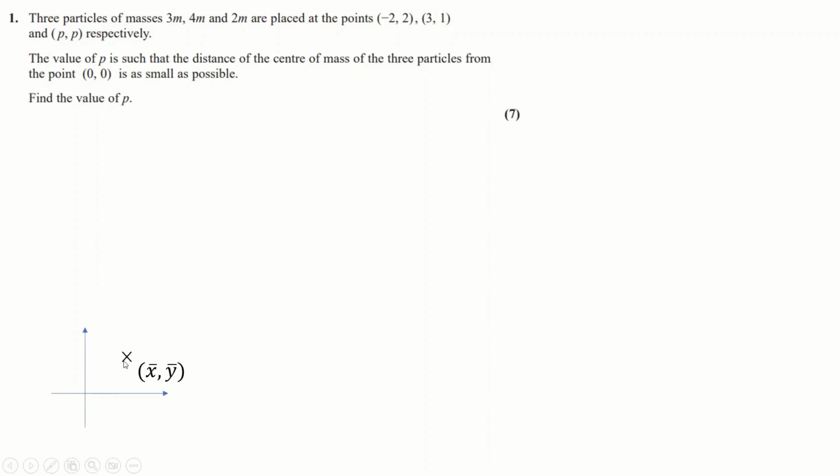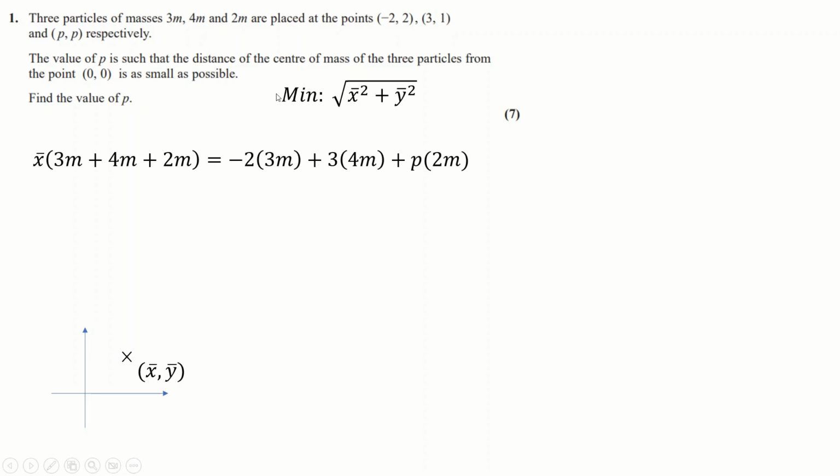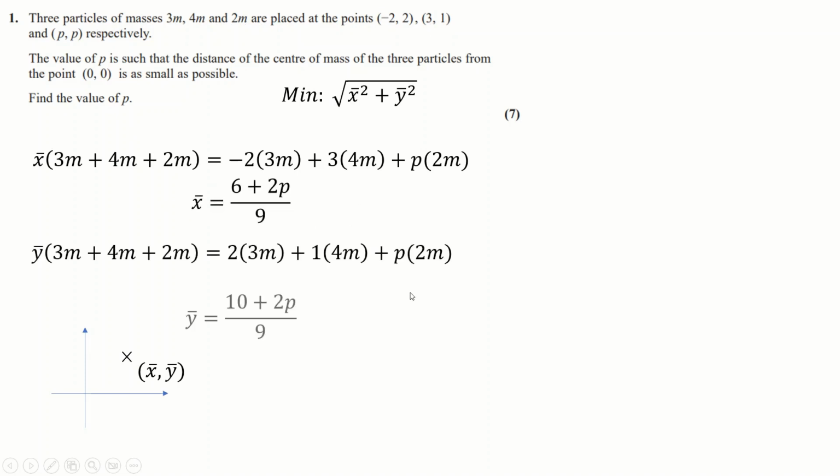Of course, this is just Pythagoras, right? We're going to minimise the square root of x bar squared plus y bar squared. That's our aim. So of course we need to find x bar and y bar. We do that by doing what I think of as a weighted mean, right? You do this times this plus this times this plus this times this, and then you divide by the total mass. There you get this. You do the same for y bar, you divide by the total mass, you get this, and we can put those two things into here.